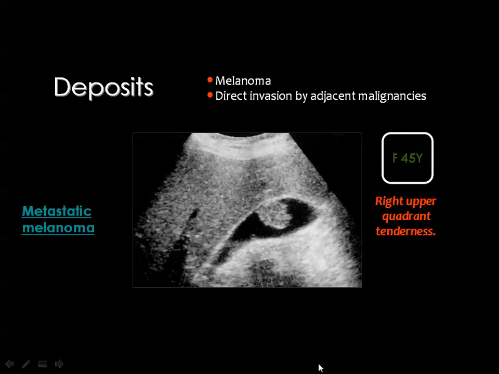Then metastasis can also occur in the gallbladder. You can diagnose the possibility of metastatic deposits whenever the patient is known to have a primary malignancy. And melanoma is one of the lesions that can metastasize anywhere in the body, and this is a case of melanoma metastatic to the gallbladder.